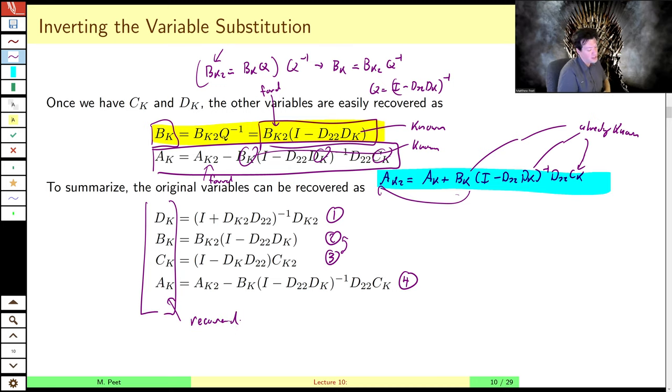And this shows that the optimization problem can be expressed in the new variables AK2, BK2, CK2, and DK2 without any loss of generality. And given that solution, we can recover the controller. Notice that these variables are not the controller for any particular system. They're not really dummy variables, but they don't represent any controller whatsoever. They're just mathematical conveniences.